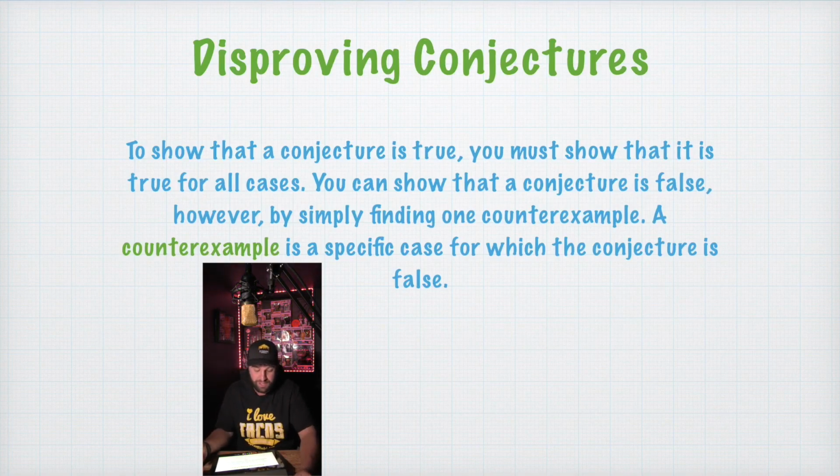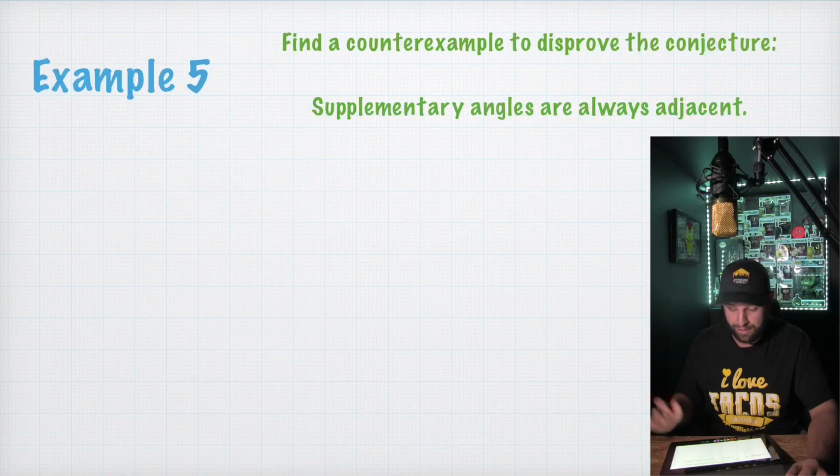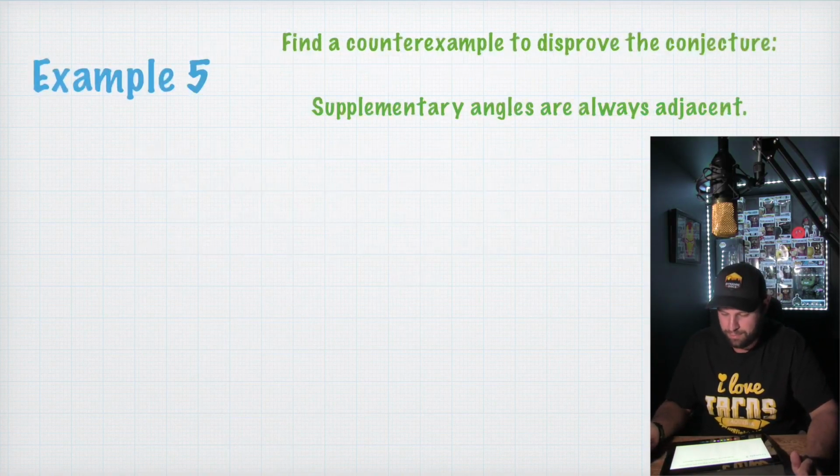Disproving conjectures. To show that a conjecture is true, you must show that it is true for all cases. Whew, that could take a long time. But you can show that a conjecture is false, however, by simply finding one counterexample. A counterexample is a specific case for which a conjecture is false. So guess what? That's what we're going to do in example 5.